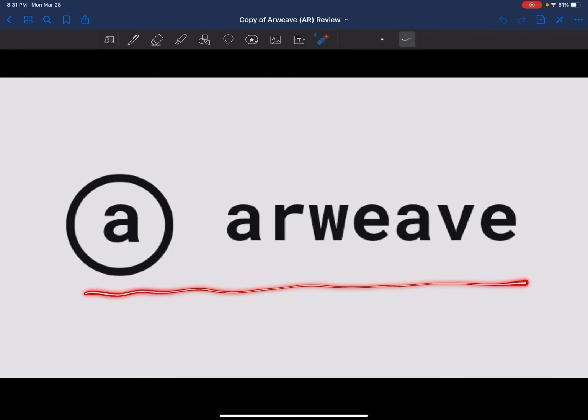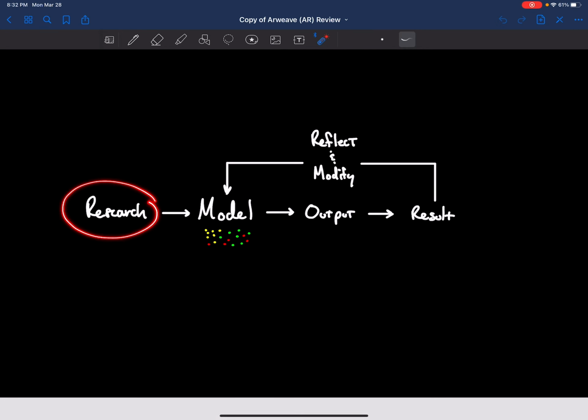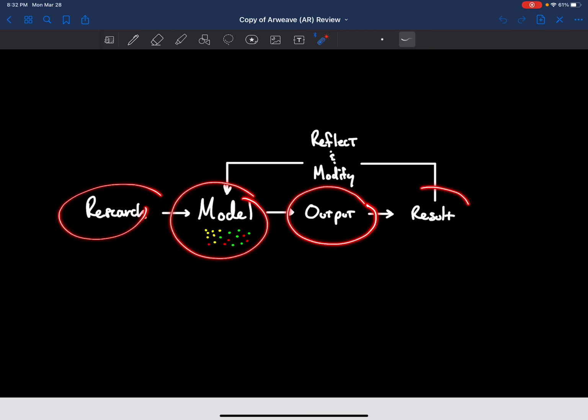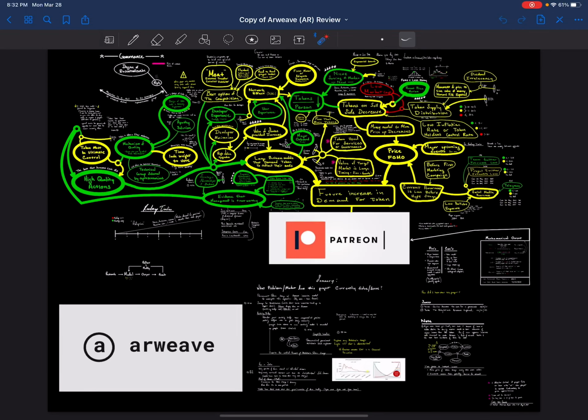Today I'm reviewing Arweave, and what I do in this channel is I have a model, and this model is from my research. My research gets put into the model, which has an output, and over time there is a result on whether or not the output is correct. I reflect and modify the model, and then the outputs will hopefully come to a better correlation with the actual result. That is the objective of this channel, and that's how it works here. So this is my model, and the project we are reviewing is Arweave.